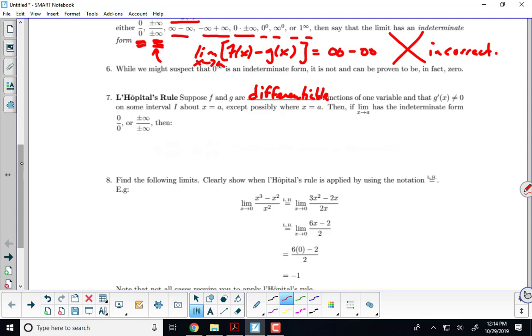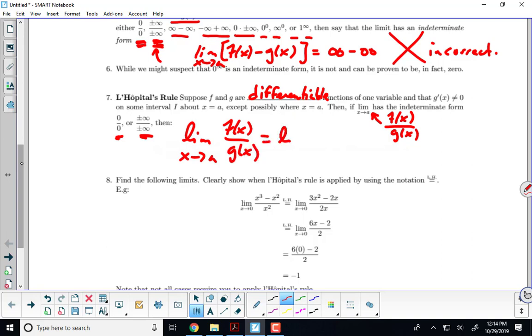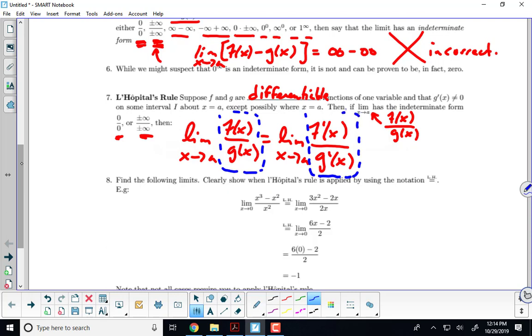Then if the limit as x approaches a of f of x over g of x, there's a typo there, sorry about that, has the indeterminate form 0 over 0 or infinity over infinity, then the following statement is true. The limit as x approaches a of f of x over g of x, calculating this limit, is equivalent to calculating this limit. So rather than looking at the limit as x approaches a of the ratio of the two functions, we instead look at the limit of the ratio of the derivatives.